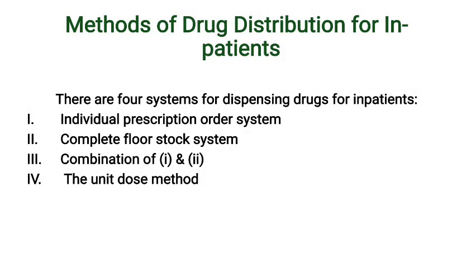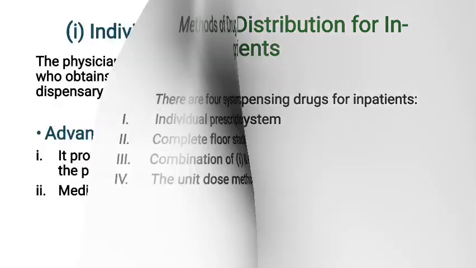Method of drug distribution for inpatients. There are four systems for dispensing drug for inpatients. First, individual prescription order system. Second, complete floor stock system. Third, combination of first and second. Fourth, the unit dose method.